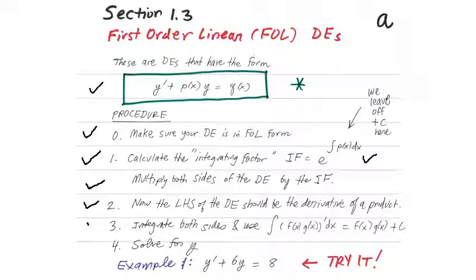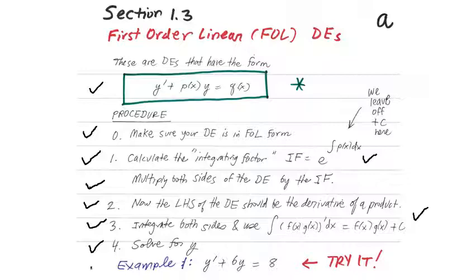If the left-hand side is the derivative of a product, then you can go ahead and integrate both sides, and the integral of a derivative of a product is just the product itself. And we'll see how this works in some examples shortly. At that point, you do need to include your plus c, because you're almost done with your solution. And you just solve for y as the last step.